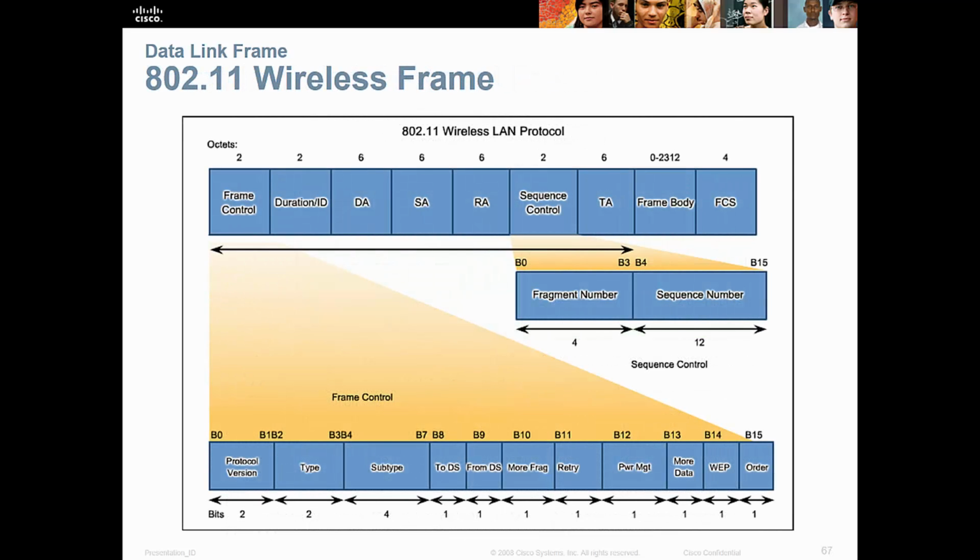Next is our wireless. Our wireless again uses CSMA with collision avoidance, and this frame is slightly different. This frame will use a frame control, which will have things like protocol version, type, subtype, from and to, additional flags, retries, power management, data encryption, and so forth.